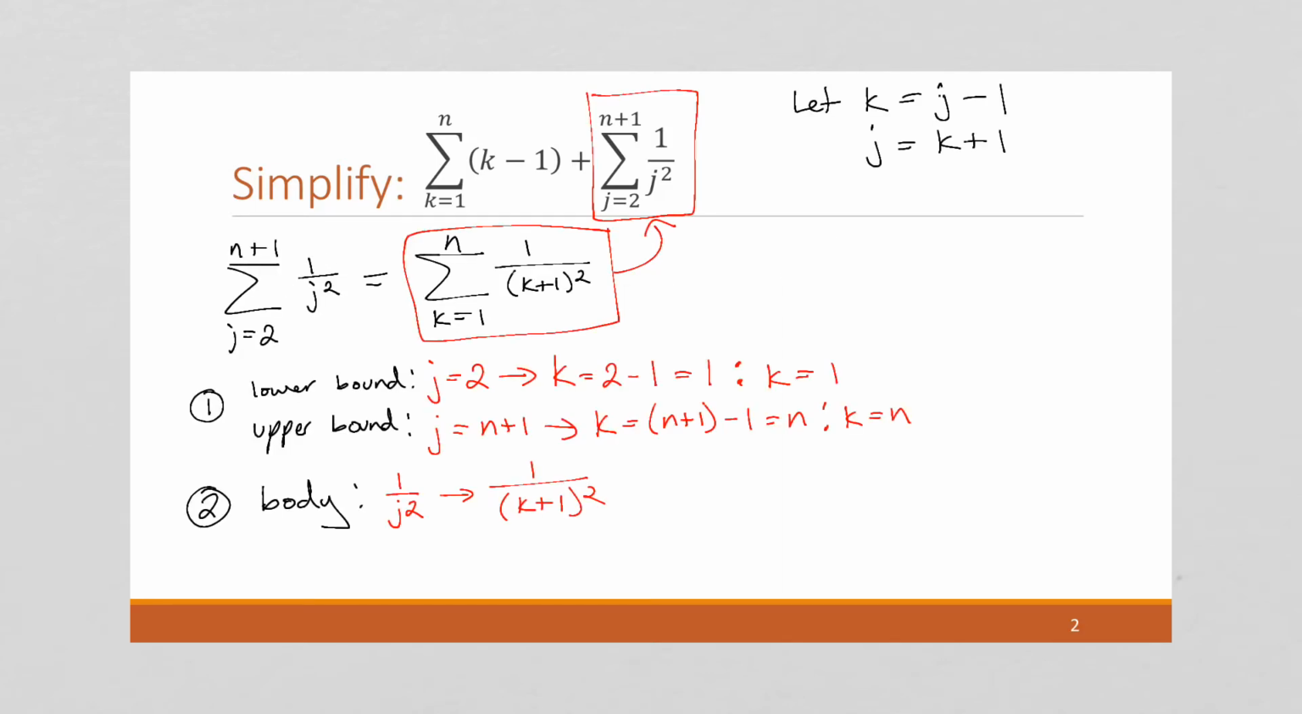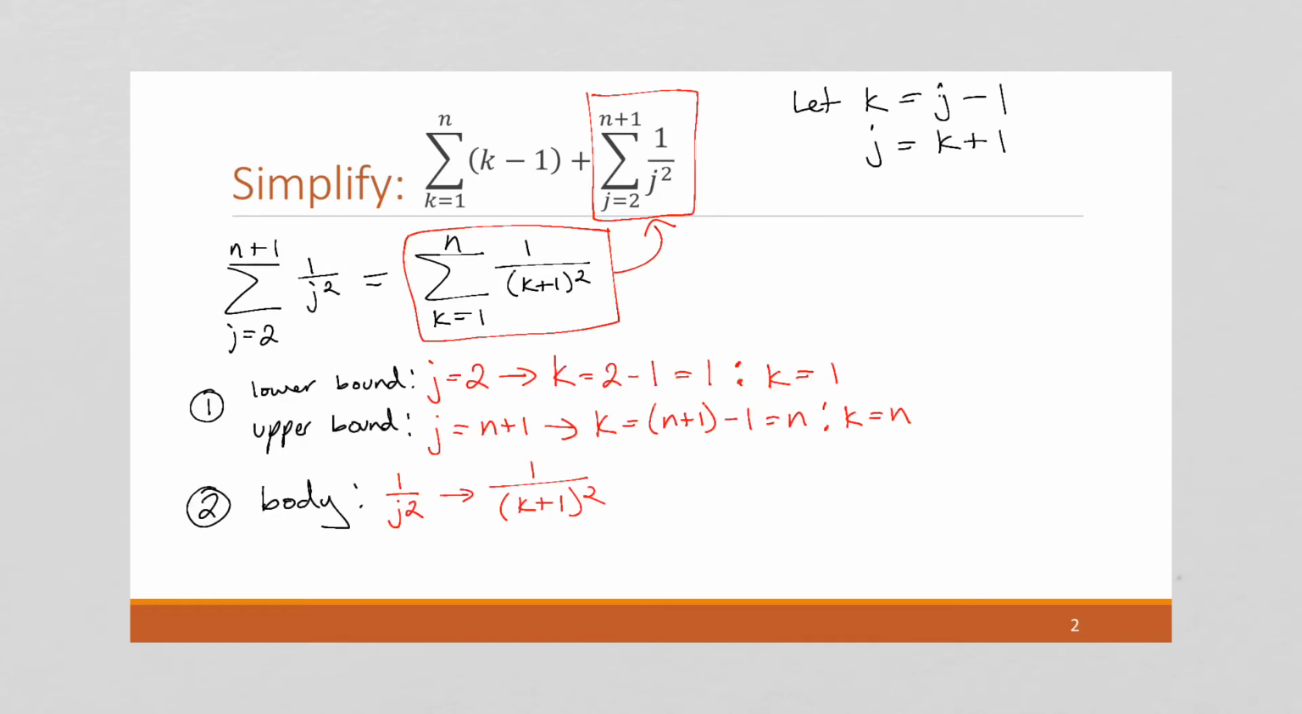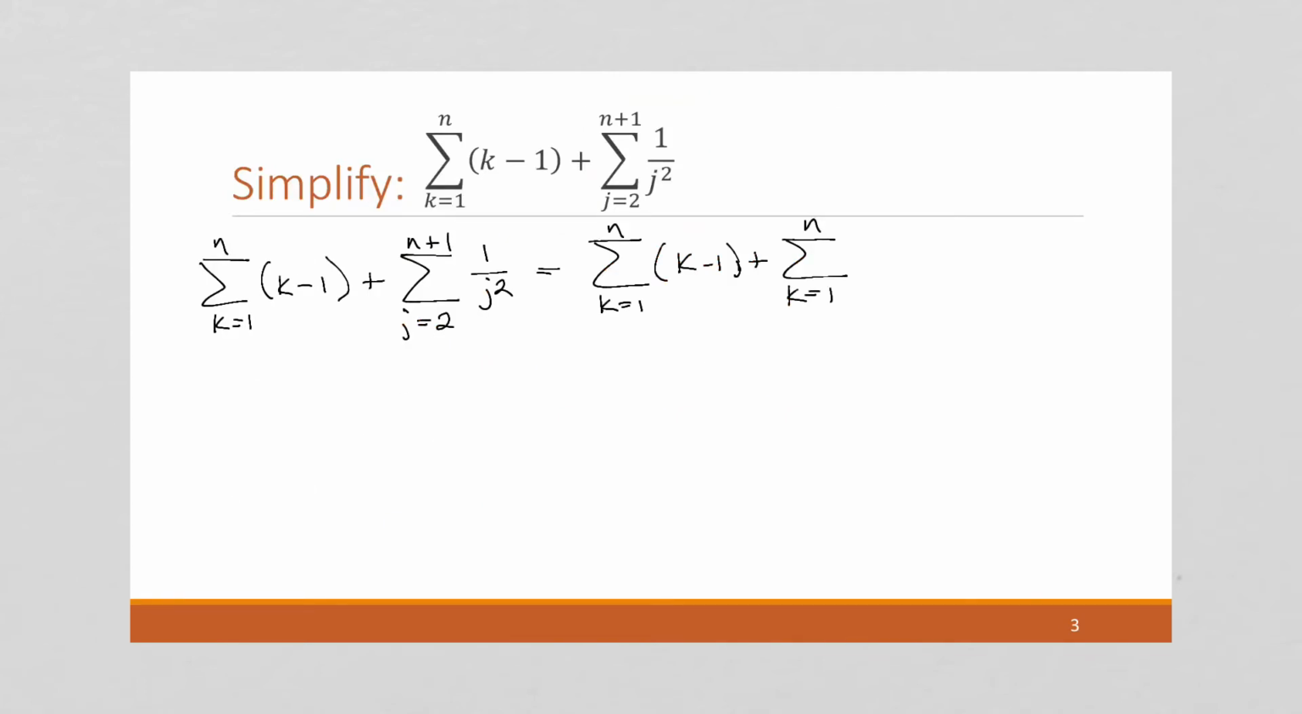And let's go back and refresh ourselves. We're going from k equals 1 to n of 1 over k plus 1 squared. Okay, now, so this is by substitution. Now I can combine these two sums using the first property of summations.